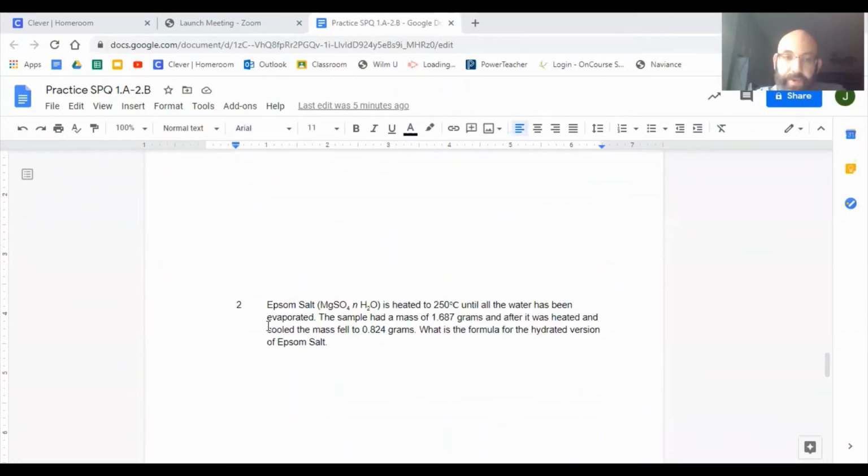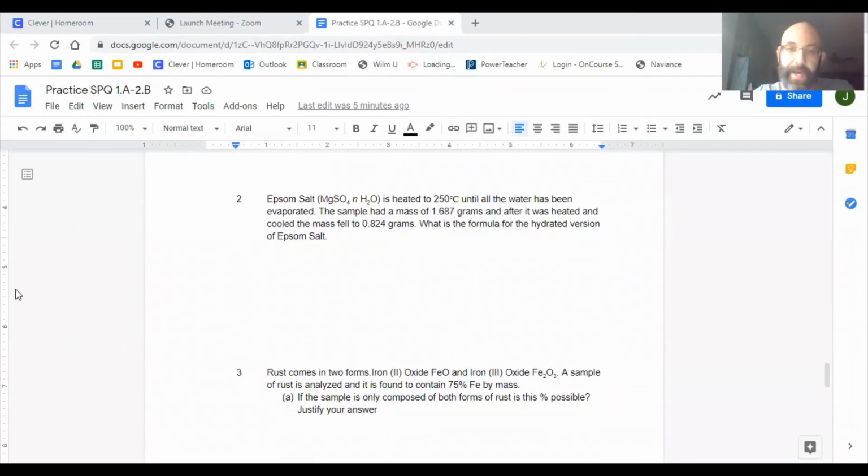Okay. Number 2, Epsom salt, magnesium sulfate hydrate, is heated to 250 degrees Celsius, and then all the water is evaporated. The sample had a mass of 1.687 grams initially, and after it was heated and cooled, the mass fell to 0.824 grams. What is the formula of the hydrate of the Epsom salt? So similar to the problem we did earlier today, we basically want to find out how many moles of magnesium sulfate we have and how many moles of water there were, and then compare and find a mole ratio.